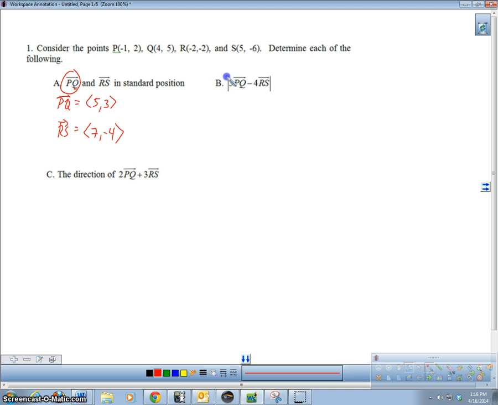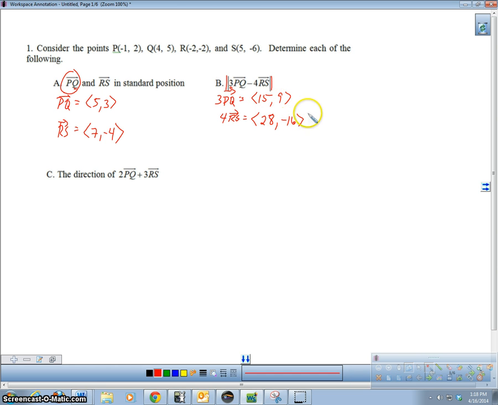Okay, this is find the magnitude of this vector. I should have double lines here. So we're going to multiply PQ by 3 and multiply RS by 4 and then subtract them. So let's do that. 3PQ: we multiply this by 3, so that's going to give me 15 and 9. And multiply RS by 4, and that's going to give me 28 and negative 16.